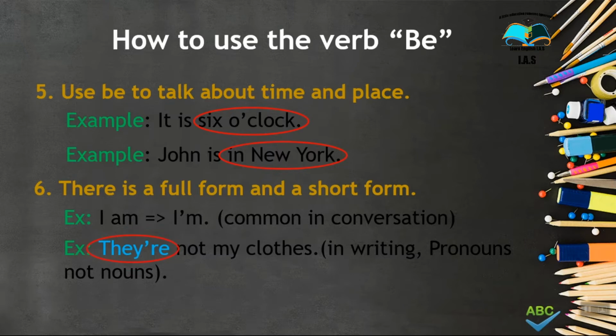But we should not use the contraction with nouns. For example, John is not well. In this sentence, I cannot use the contraction John's not well. Instead, I use the short form with he's. So he's sick. Remember this, always use the contraction with pronouns. Don't write the contraction with a noun because it's not common.